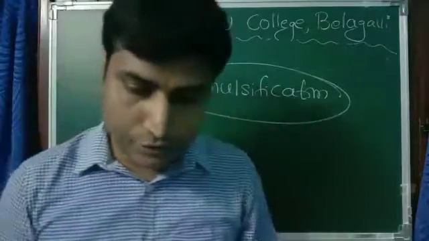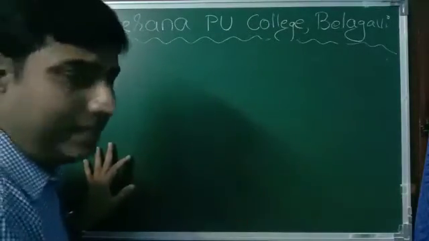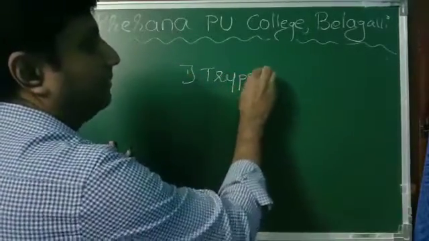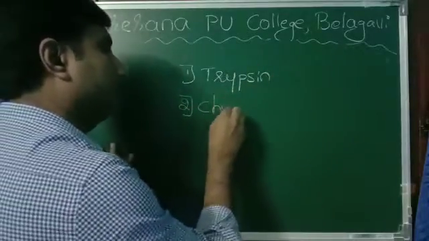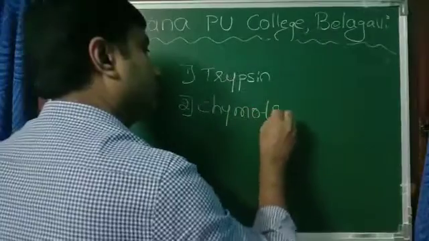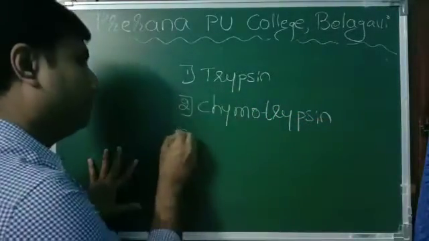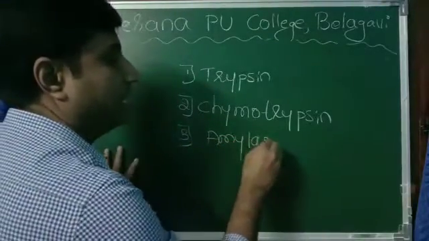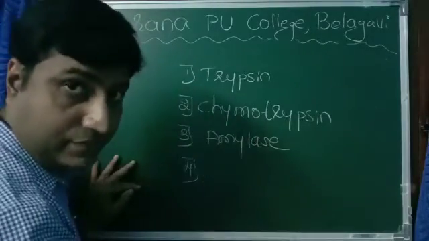Now pancreatic juice. Pancreatic juice contains several enzymes. Trypsin, I'll write one or two. Trypsin, which acts on protein. Chymotrypsin, even this acts on protein. Amylase, pancreatic amylase, this acts on starch, that is carbohydrate. Then lipase, it acts on emulsified fat, lipid.